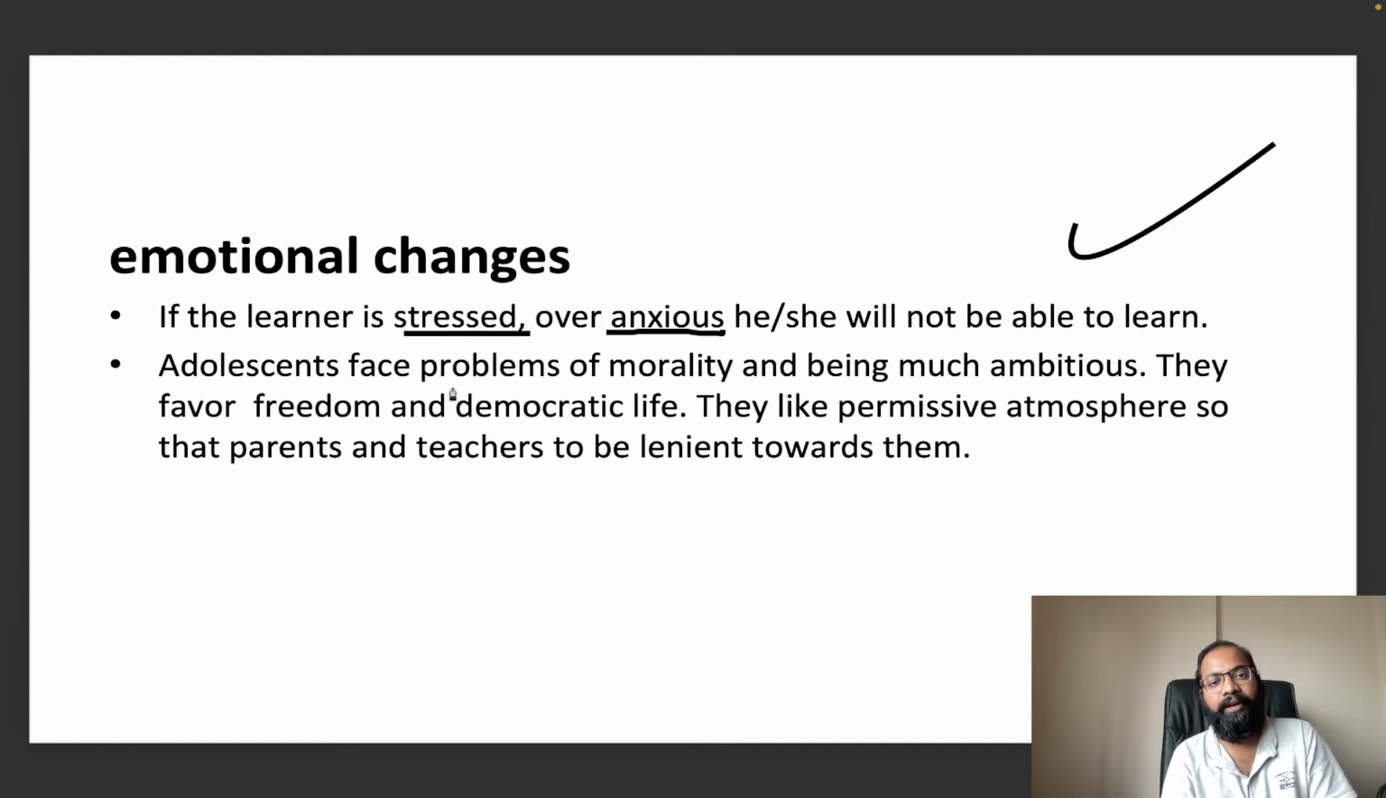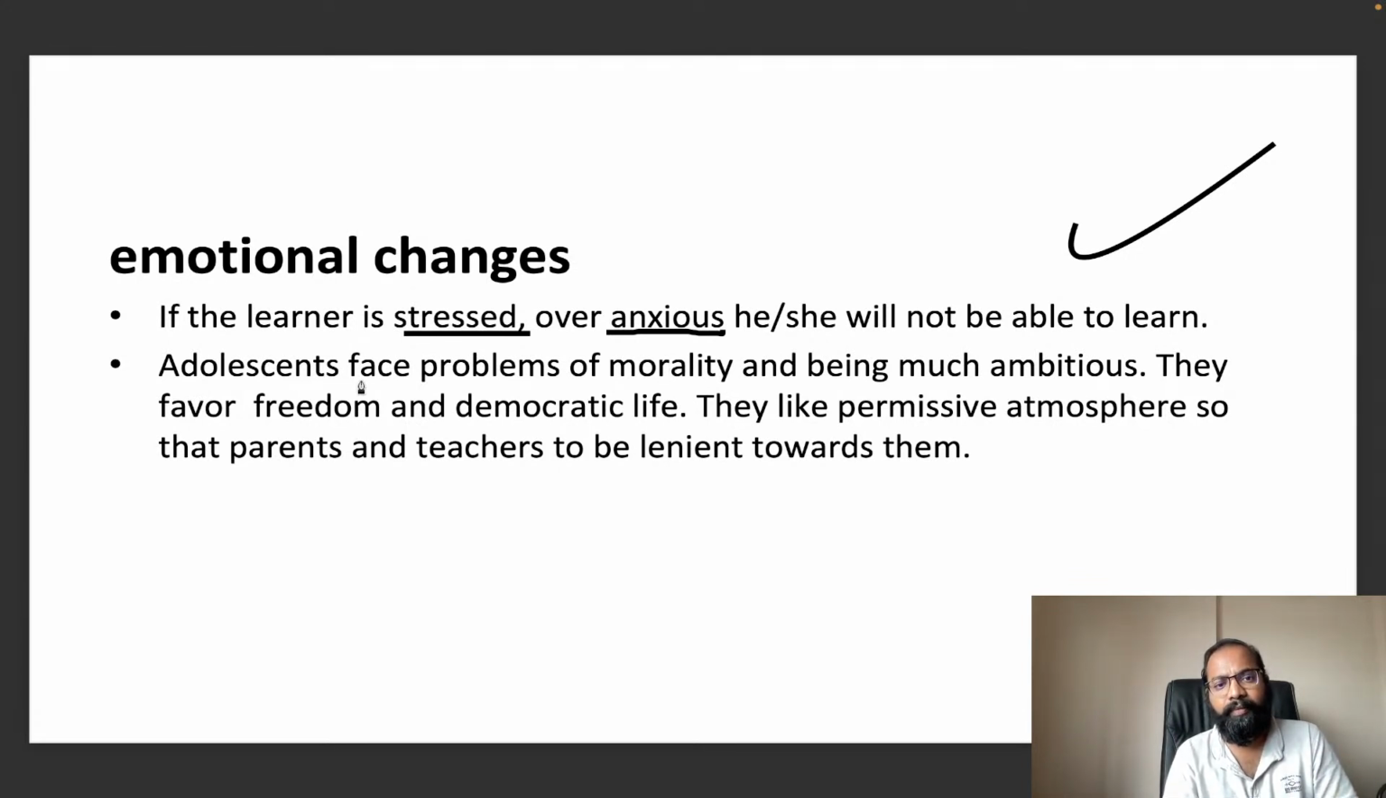Okay, and adolescents face problems of morality. Why? Because they don't know which one is ethical, which one is unethical, which one is moral, which one is non-moral. So they are continuously facing problems, whatever activity they are doing, they don't know whether it is exactly correct or not.